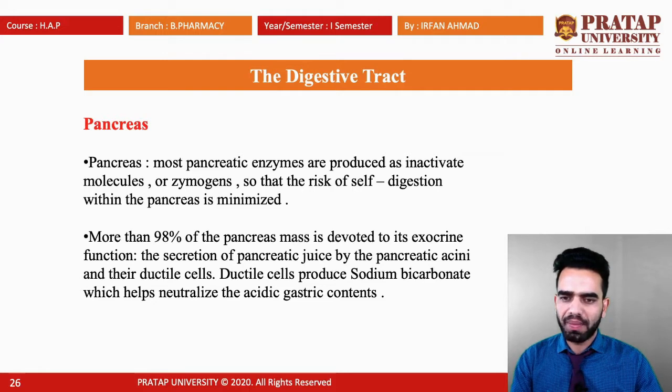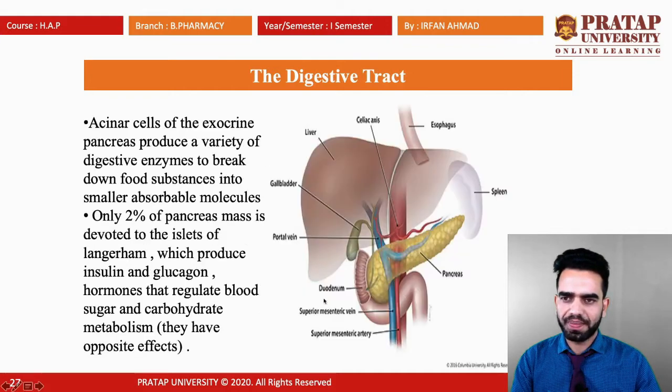More than 90% of the pancreatic mass is exocrine, and 2% of the pancreatic mass is endocrine. So it has both functions; it is both exocrine as well as endocrine. Its exocrine function is the secretion of pancreatic juice by the pancreatic acini and their ductal cells. The ductal cells produce sodium bicarbonate, which helps neutralize the acidic gastric contents.